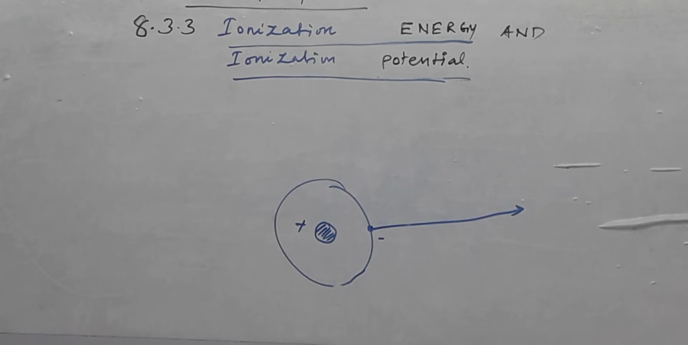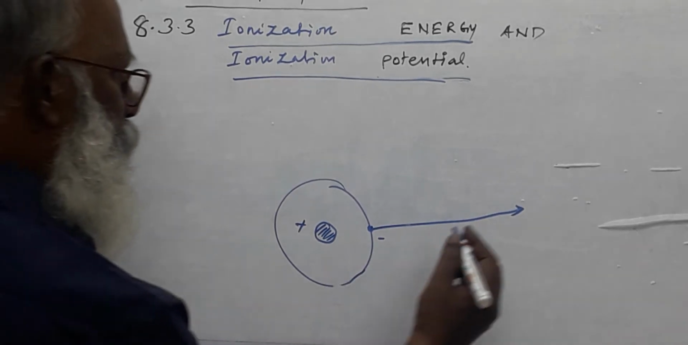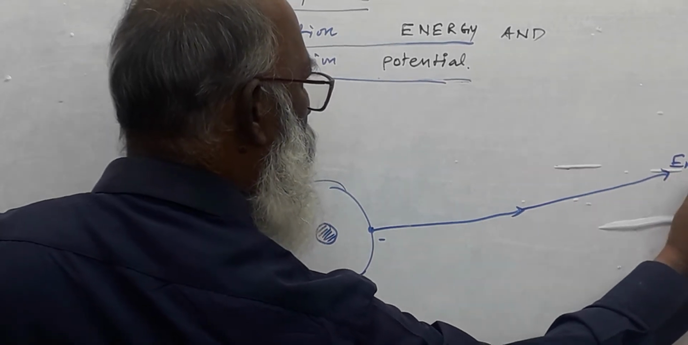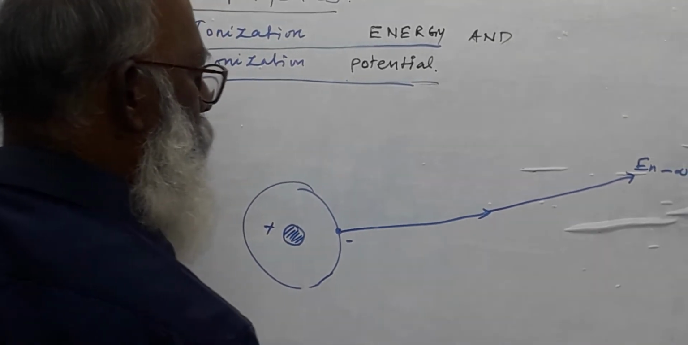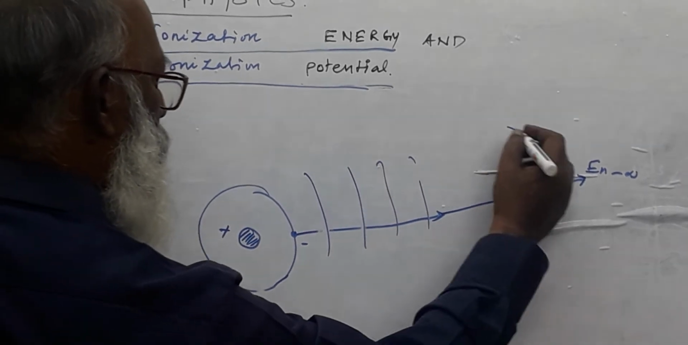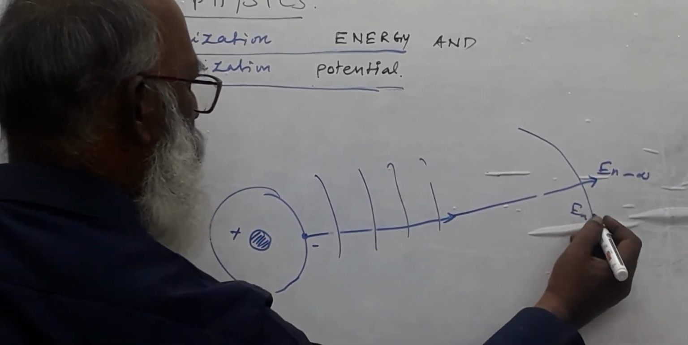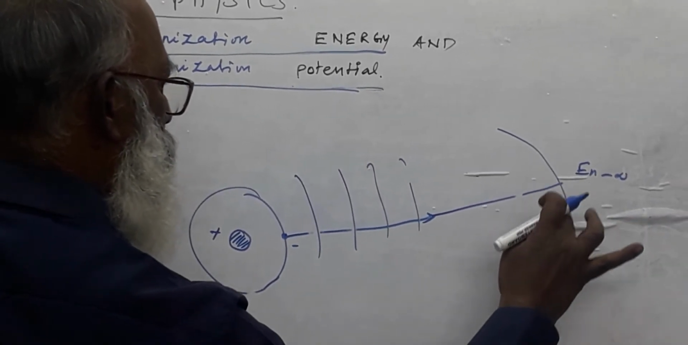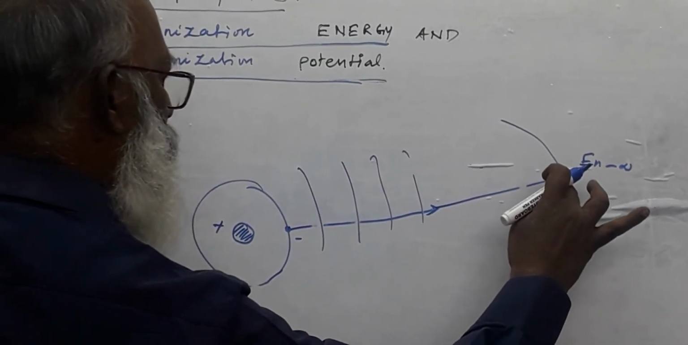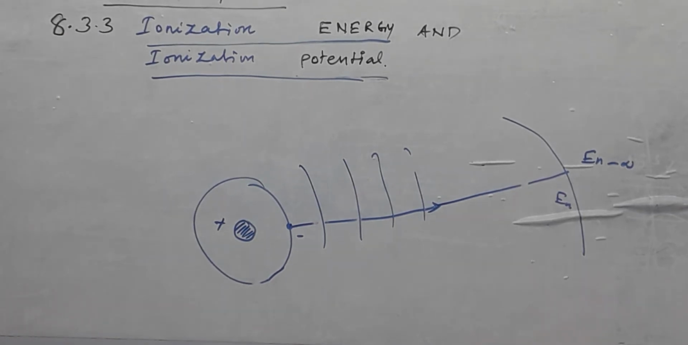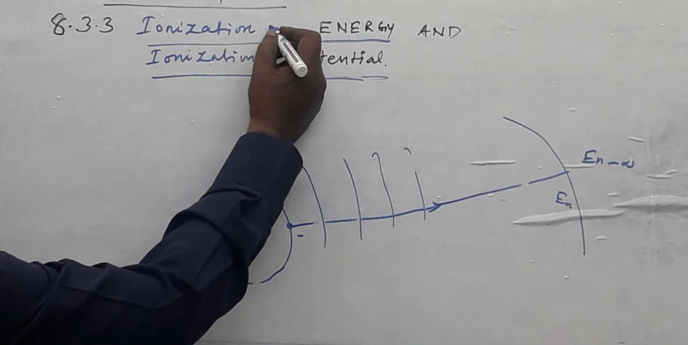That is, it reaches the state with the energy En to infinity. That is, first orbit, second orbit, third orbit, fourth orbit, up to the nth orbit. Then again you have to spend much more energy to knock out this electron completely from this nth orbit to the outside. That amount of energy is called ionization energy.